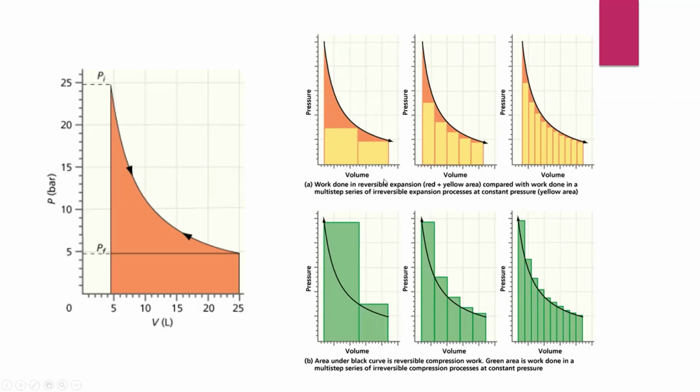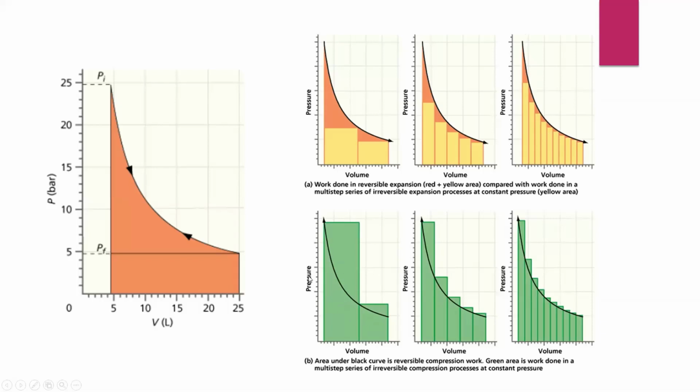And here we can see the same thing for the second step. As we add more and more steps, we see the following. We see that our work is becoming closer and closer and closer to the ideal reversible case. And we can say that the reversible work in this case is greater than the irreversible work. There's more area under this curve for the reversible case.